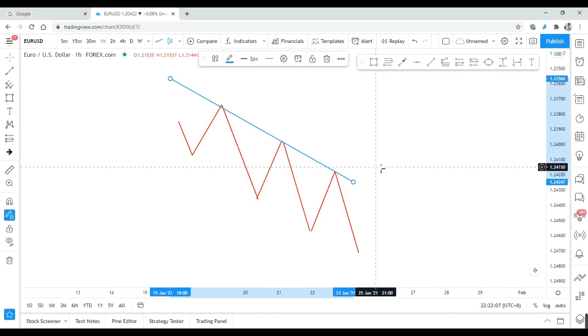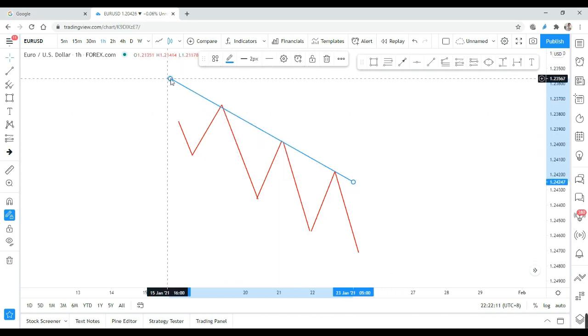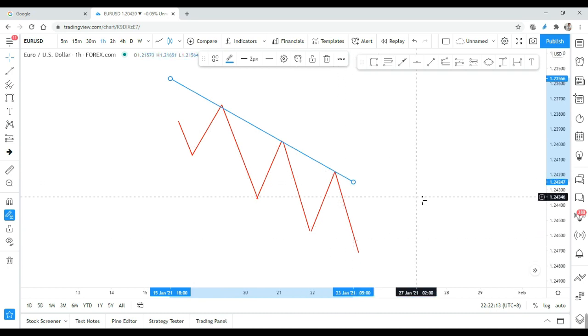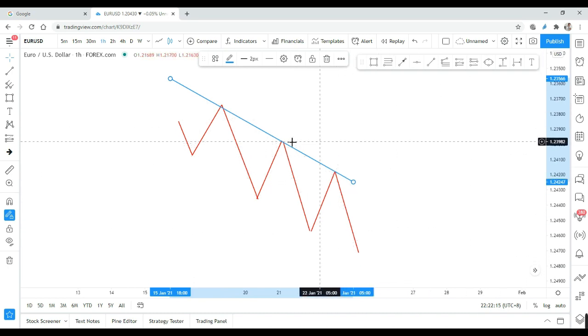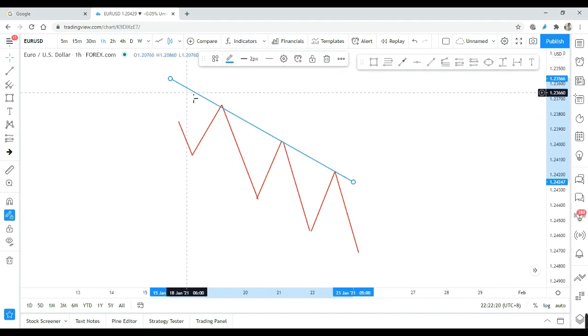If you're looking for bearish, you just need to look for the first rejection, second rejection, draw a line, and then the third rejection. So this is how you draw the line. For a bearish, you draw it on the top. For the bullish, you draw it on the bottom.